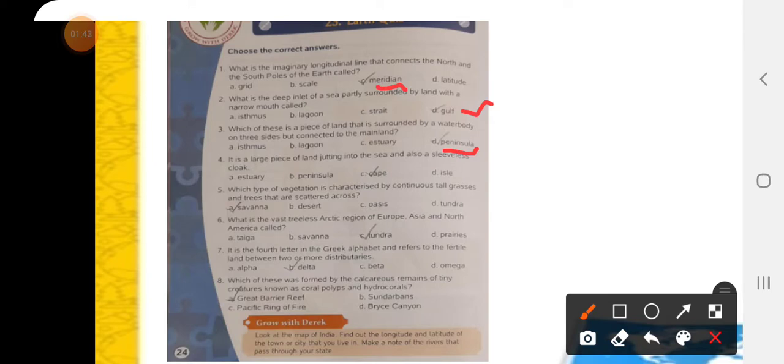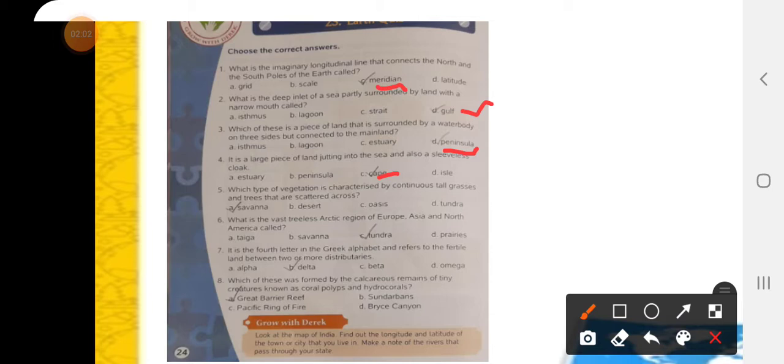Alright. Next one, number 4. It is a large piece of land jutting into the sea and also a sleeveless cloak. It's a cape. C-A-P-E, cape. Number C. So number C is the correct answer.